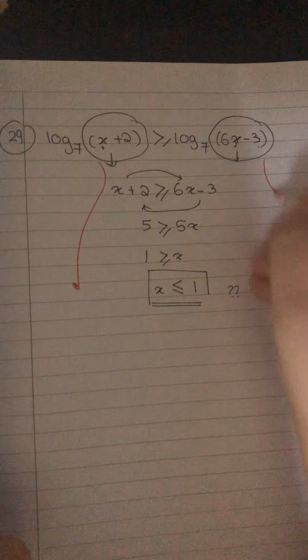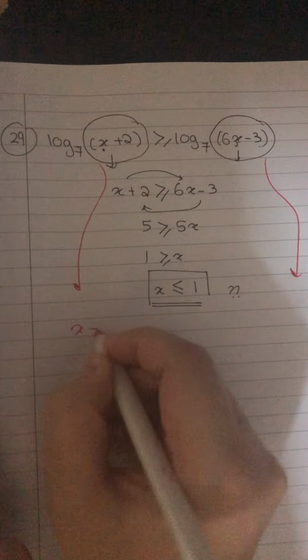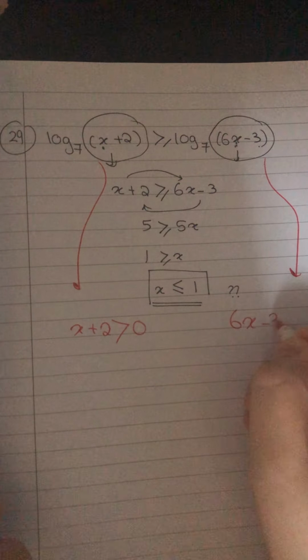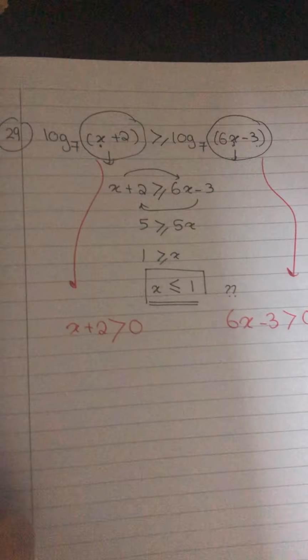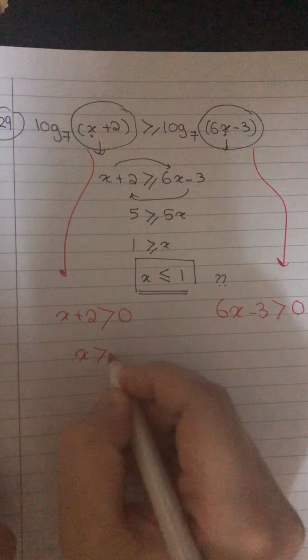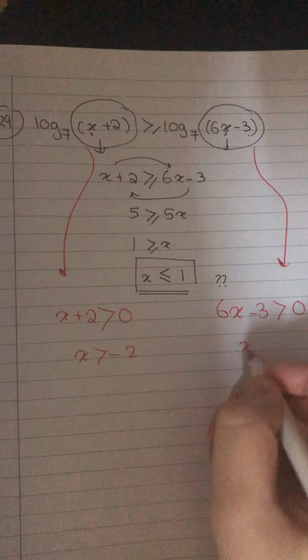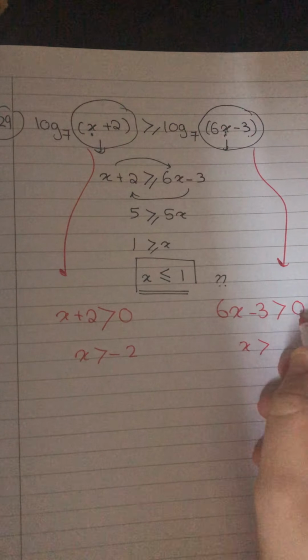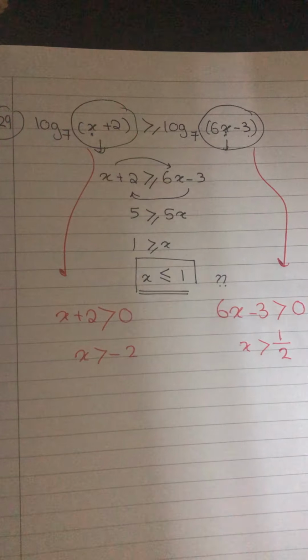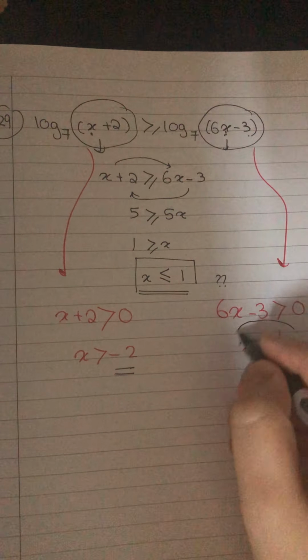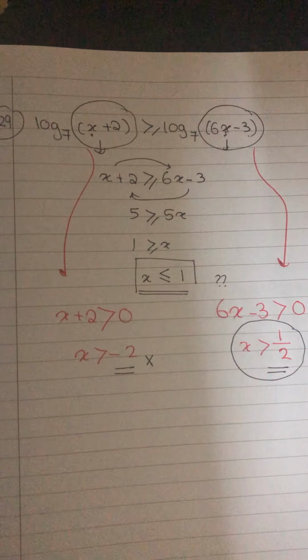How keep myself safe? Take this and say x plus 2 must be greater than 0. This is what I know about logs. And 6x minus 3 must be greater than 0. So this one, x is greater than negative 2. And here, x is greater than 3 over 6, which is half. Which number is bigger, negative 2 or half? Half, then I would use this one and I'll not take the smaller one, okay?